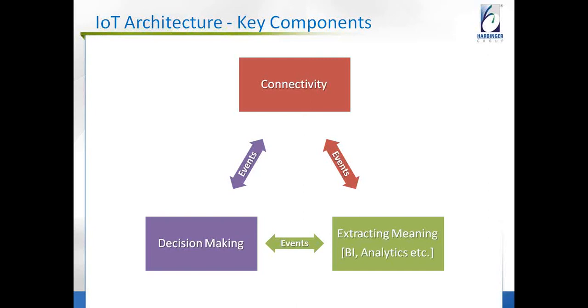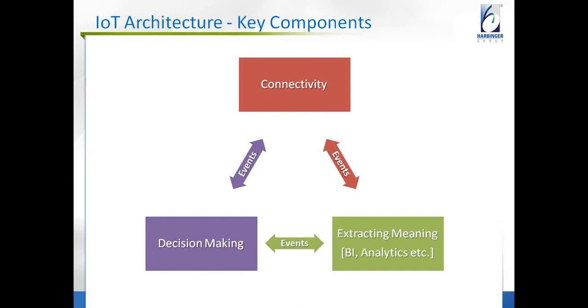It has resulted in three key components, I would say: the connectivity aspect, then decision making, which is most of the actions that are happening either at the device end or at the application end, and then extracting meaningful information, which is more about the analytics or the BI aspect of the application. And I think all these components are connecting or talking to each other by means of different events.